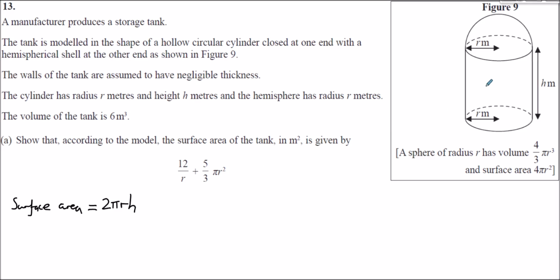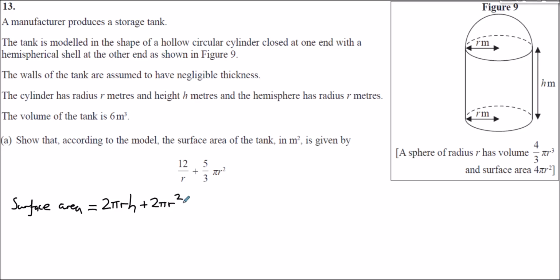That's the curved surface area. We're also going to need the curved surface area of the shell on the top. Now, this is basically half a sphere, it's hemispherical. The curved surface area of a full sphere is 4 pi r squared. Because this is a hemisphere, the curved surface area of this one is half of 4 pi r squared, which is just 2 pi r squared.